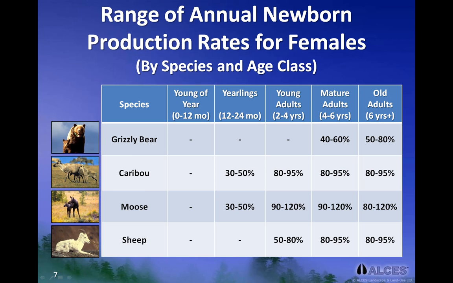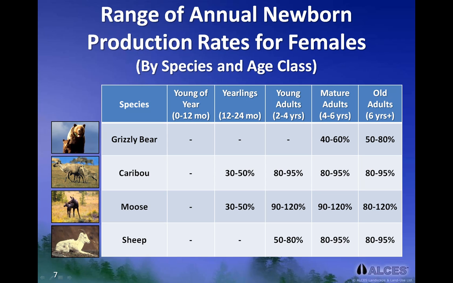This table shows basic information on the production rate of newborns by adult females according to their age class and species. Note that the age at which they first have young is different for each species. For example, we generally think that female grizzly bears don't have their first cubs until they are 5 years old. In contrast, yearling female caribou and moose can breed if conditions are good. For Dall sheep ewes, age of first breeding is generally 2 years, so they have their first lambs as 3-year-olds.